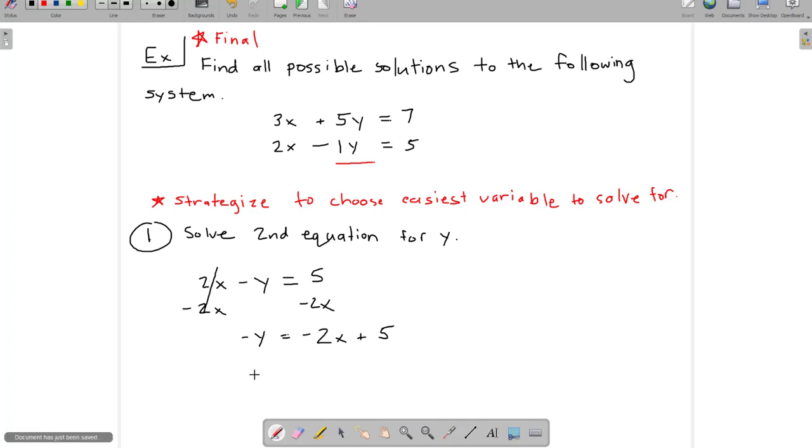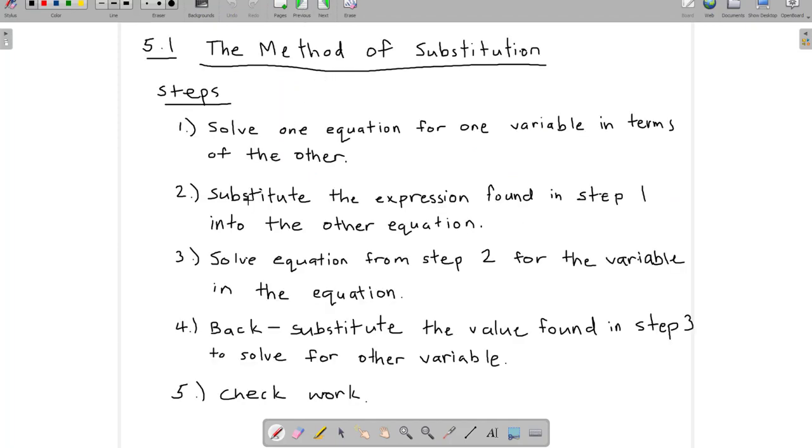And then the last part here, we'll want to divide by negative 1, right, so I can get 1y rather than negative 1y. And we'll take it over here. Y equals, changing the sign on everything, that's 2x minus 5. Alright, so step 1 done. Let's go ahead and look at what step 2 is.